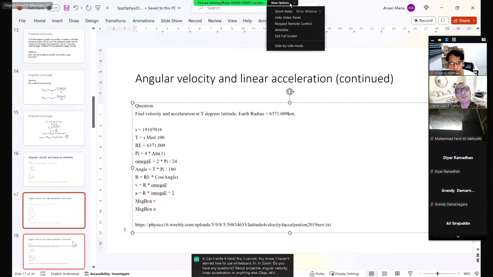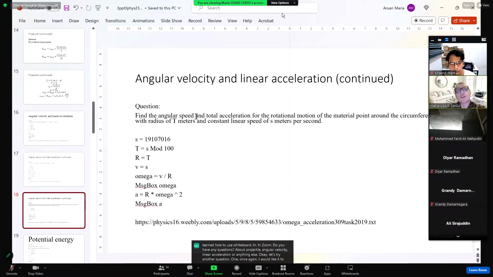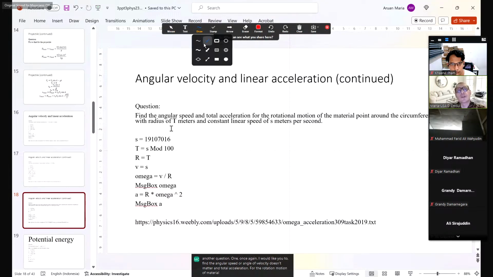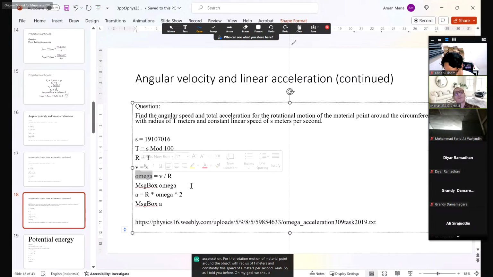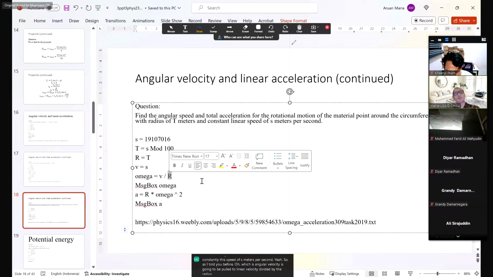Okay, let's try another question. Once again, I would like you to find the angular speed or angular velocity, doesn't matter, and total acceleration for the rotation motion of material point around the object with radius of t meters and constantly this linear speed of s meters per second. So as I told you before, omega, which is angular velocity, is going to be equal to linear velocity divided by the radius of rotation.